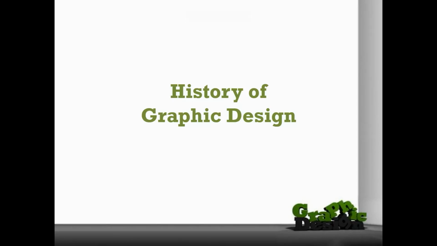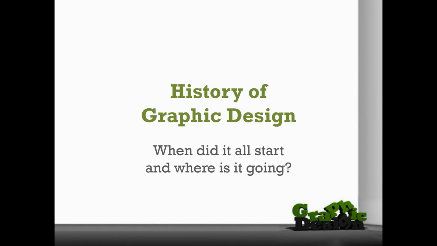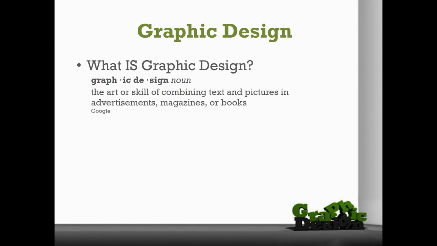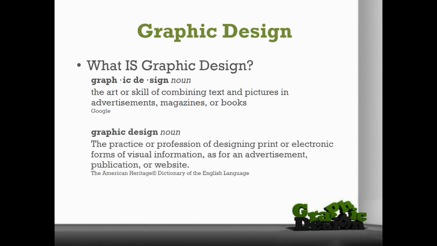Okay, so today we're going to talk about the history of graphic design. When did it all start and where is it going? So, graphic design itself is considered the art or skill of combining text and pictures in advertisements, magazines, or books. A little bit more modern version of the definition is the practice or profession of designing print or electronic forms of visual information, as far as advertisements, publications, or now they include websites.